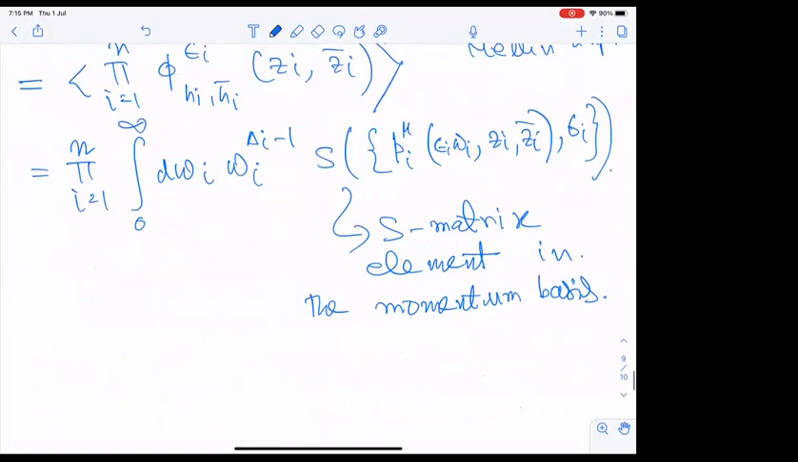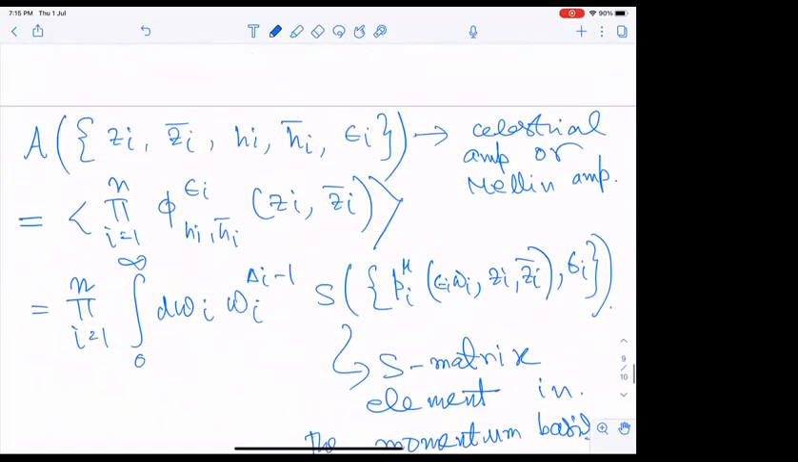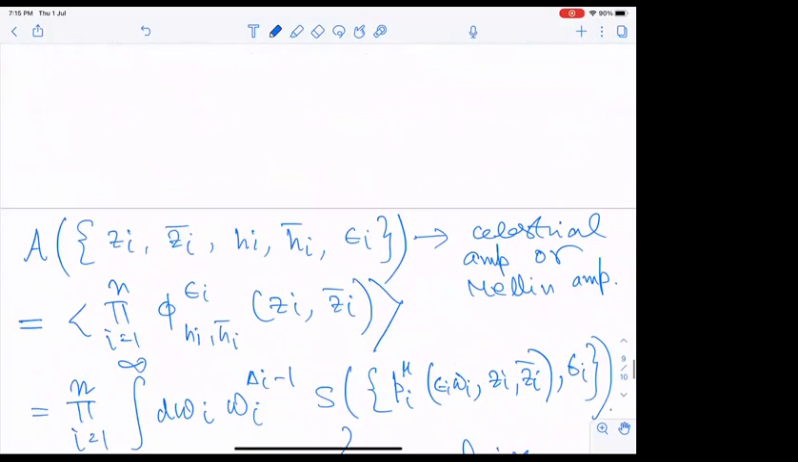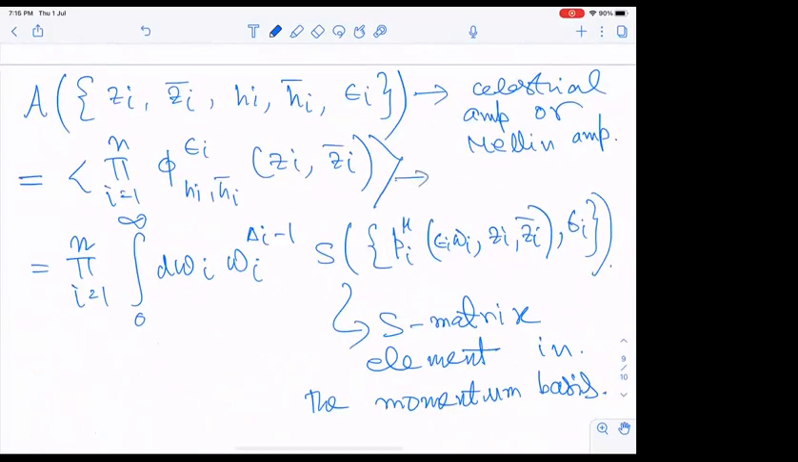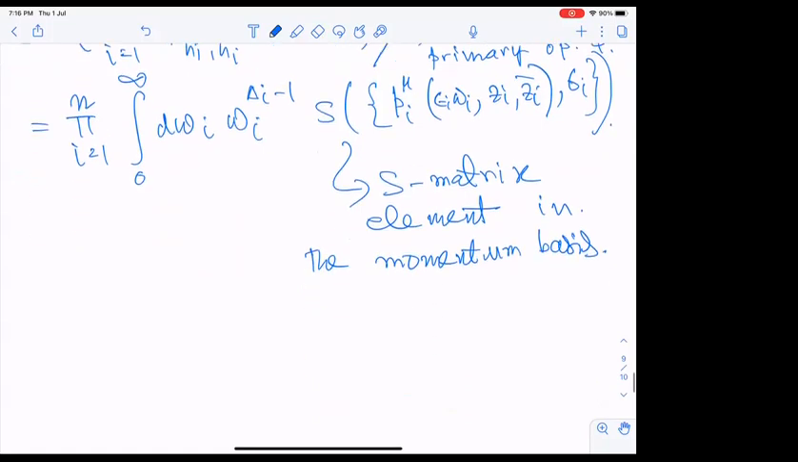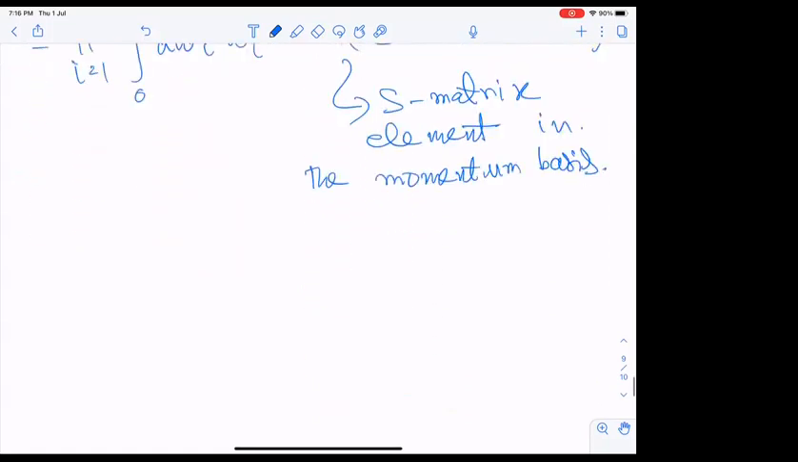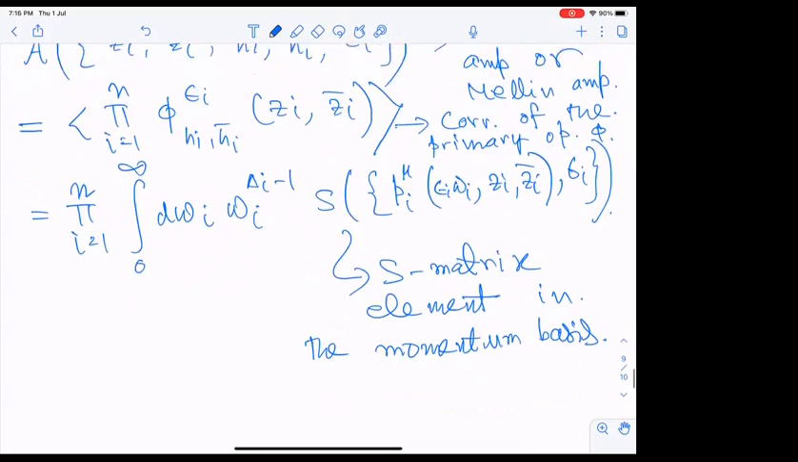The important point is that this celestial amplitude A is the same as the correlation function of the primary operators phi. So this is essentially the object that one is interested in.